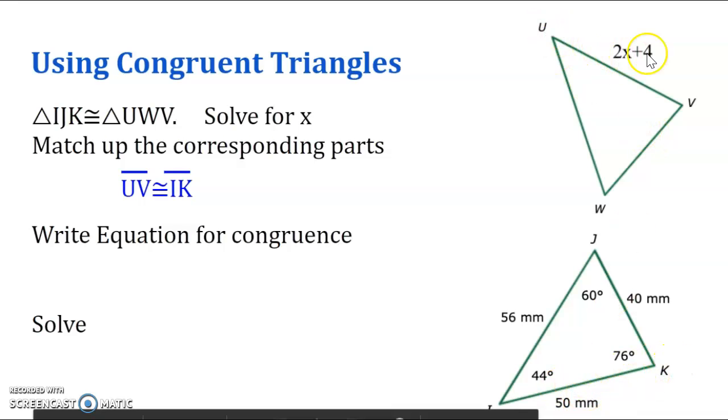So find IK. IK is 50 millimeters. That means I know that 2x plus 4 is equal to 50. From here, you just need to solve for x. By subtracting 4 from both sides, you get 2x is 46. Dividing both sides by 2, you get 23.